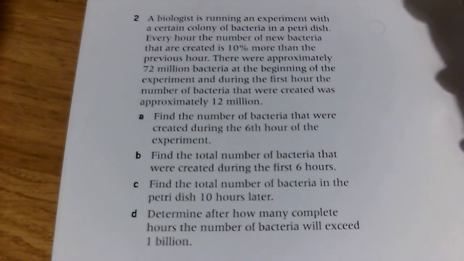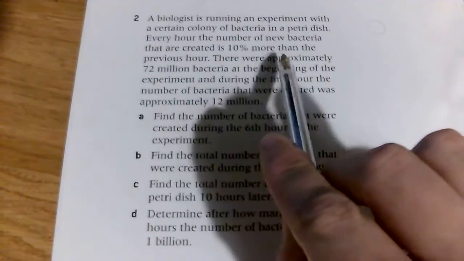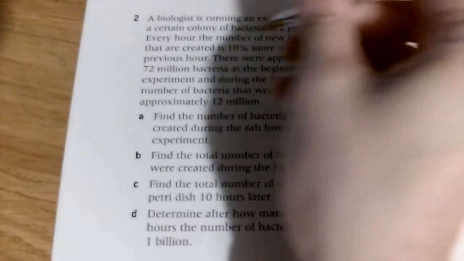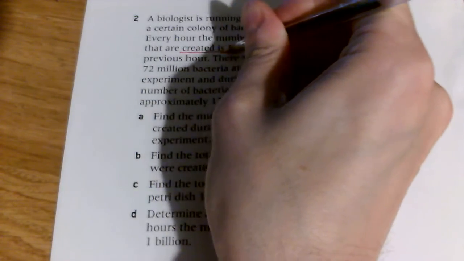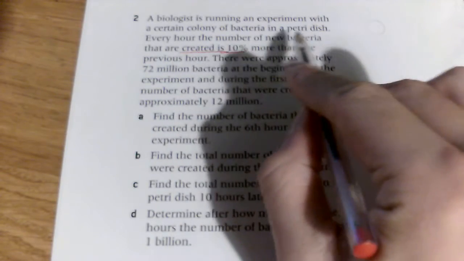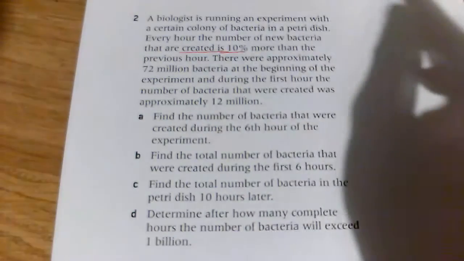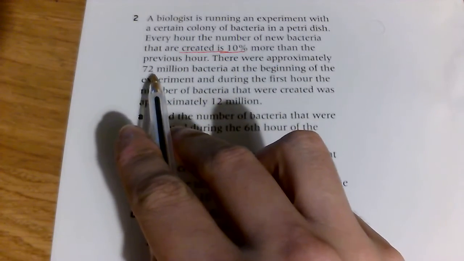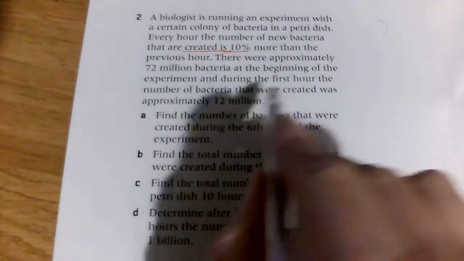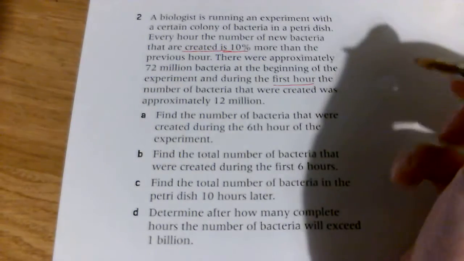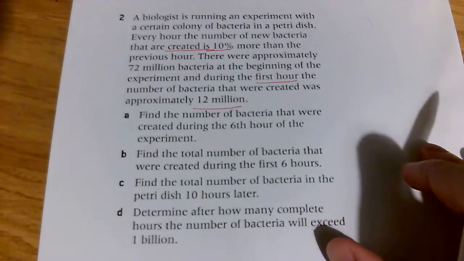So this is the one where there's a biologist and they're running an experiment with some bacteria, and it says that the number of new bacteria that are created are 10% more than in the previous hour. Now, very important, straight away we see that this is talking about the amount of new bacteria created every hour. So 10% more every hour are created. It says there was 72 million bacteria to begin with. And then the other very important number here is that in the first hour, the number of bacteria that were created was approximately 12 million.